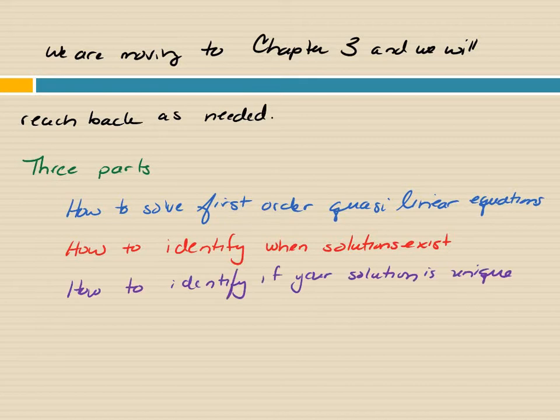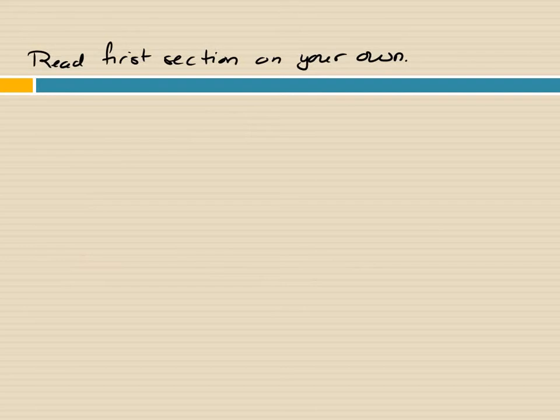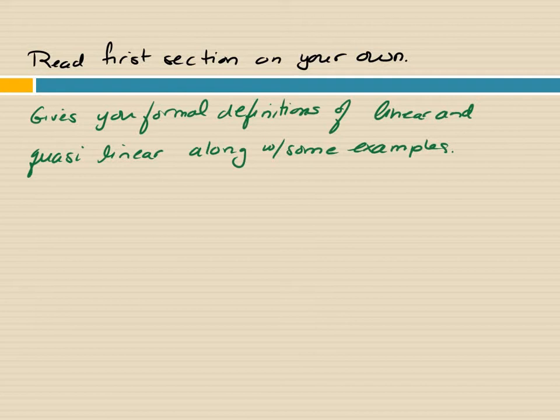And finally, how to identify if your solution is unique, because there are cases where you get an infinite number of solutions. So right now, he's just jumping all over the place. Sometimes he's talking about existence, and sometimes he's talking about the methods, and so it's a little messy. But the first section in this chapter, I'd like you just to read it on your own. It's a non-section, really. What it does is it just gives you formal definitions of what linear means and quasi-linear, along with some examples.